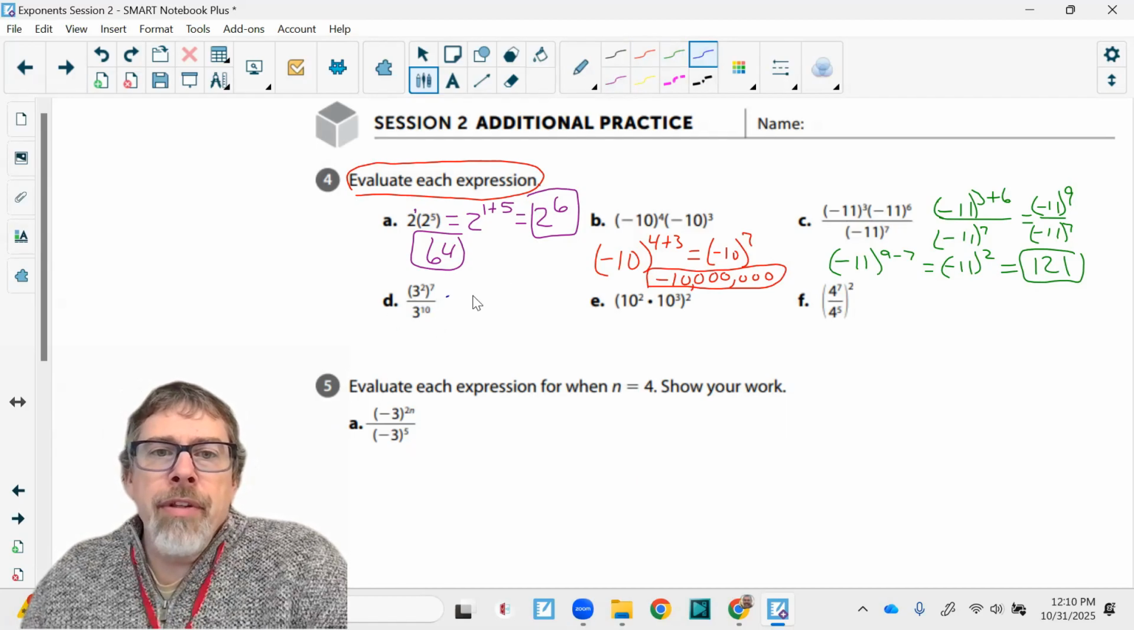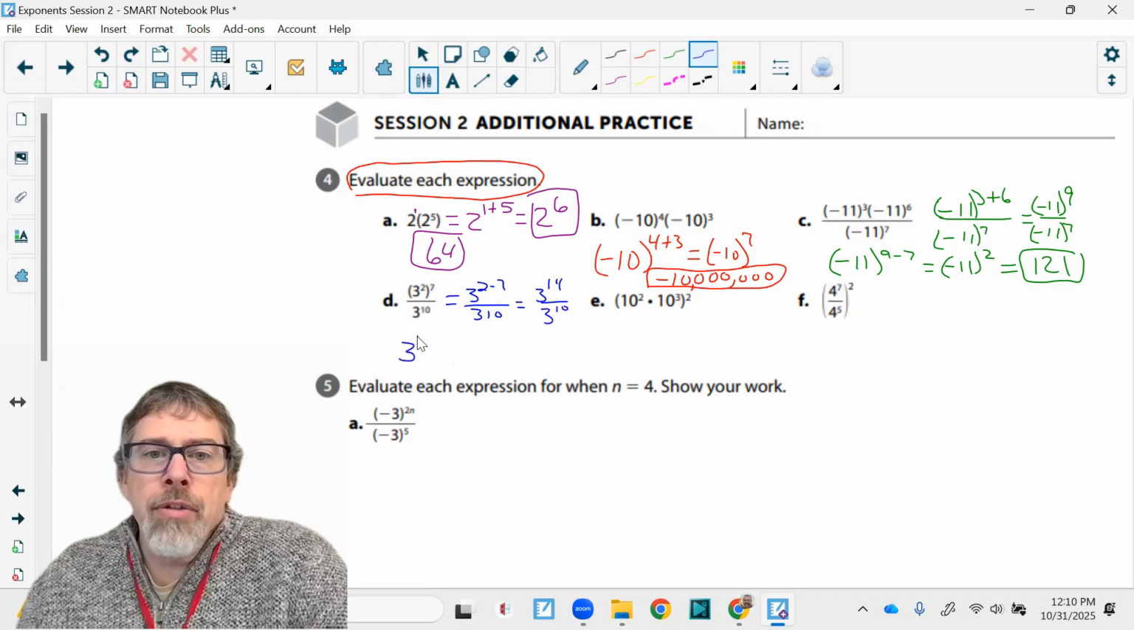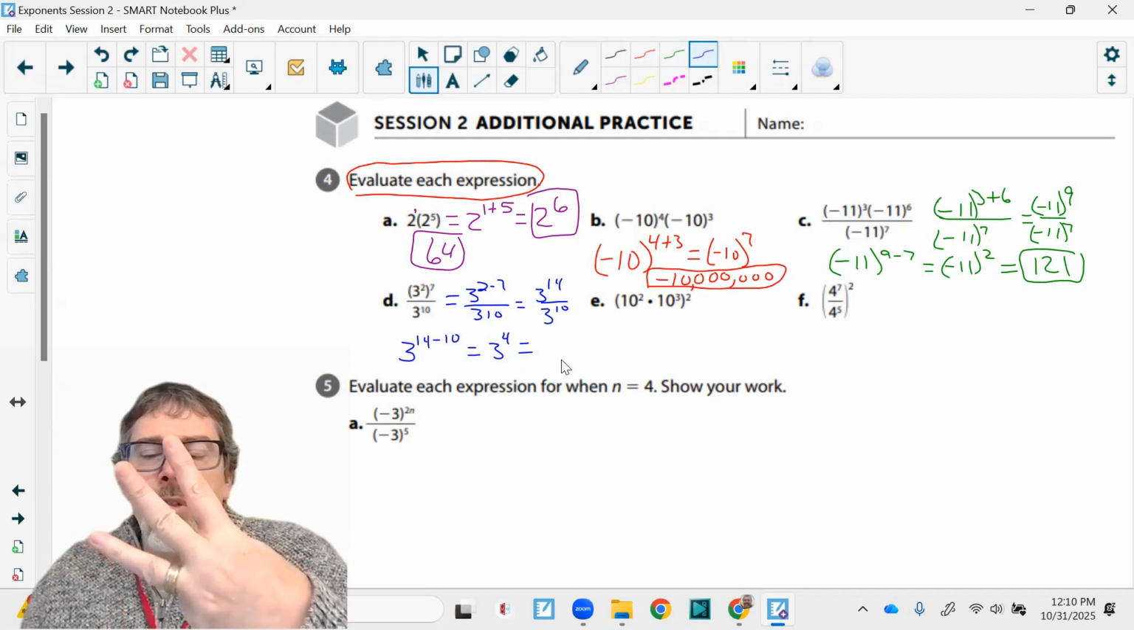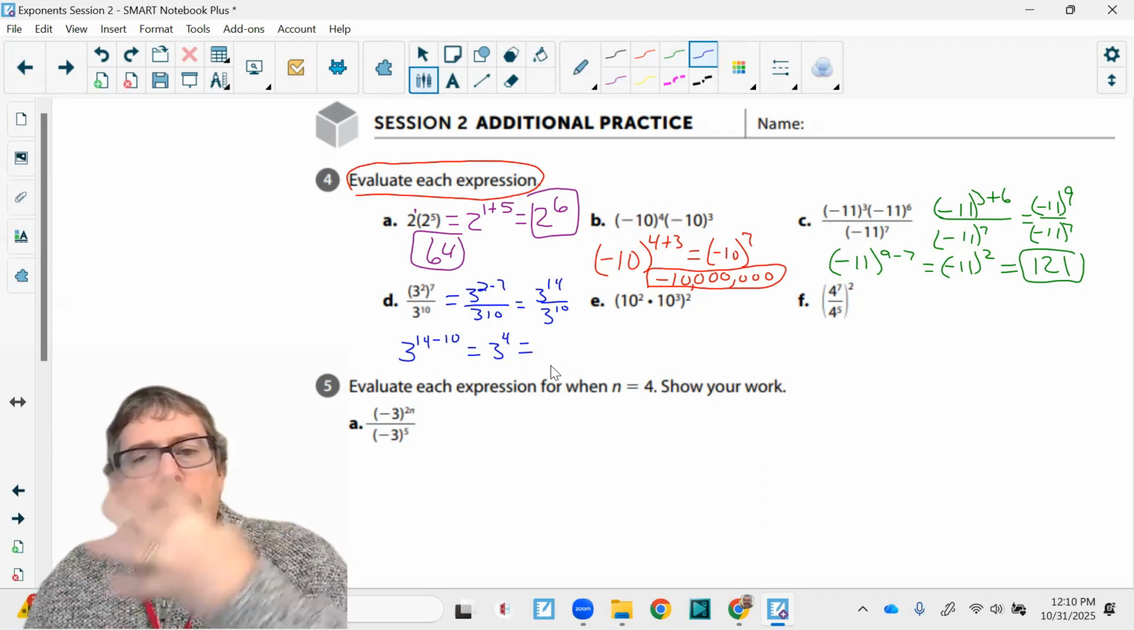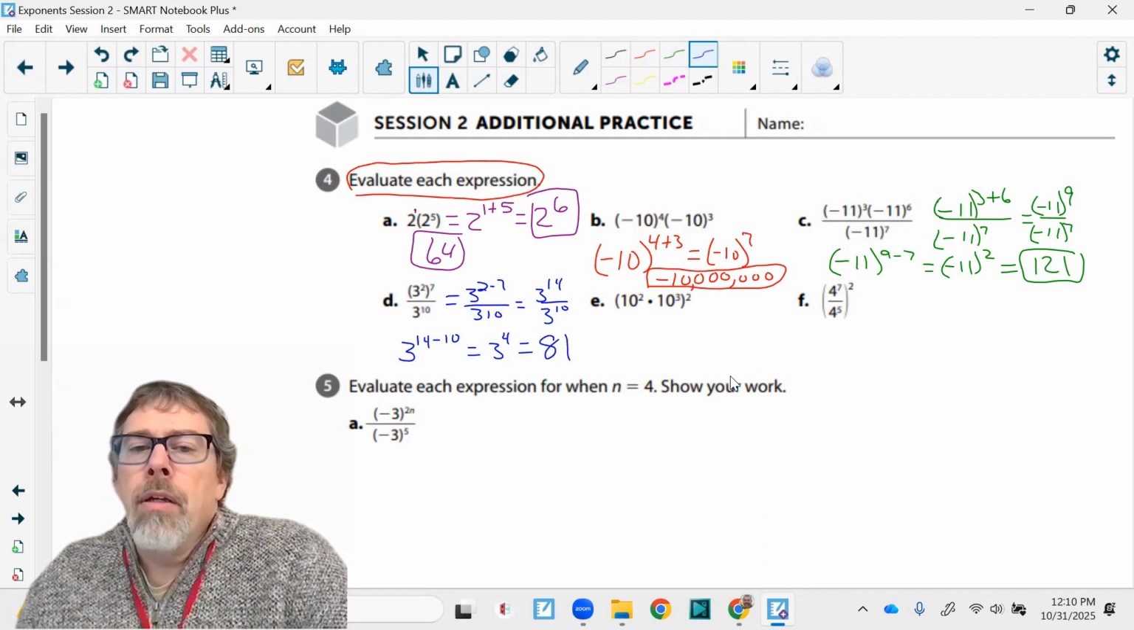3 squared to the 7th is 3 to the 2 times 7 over 3 to the 10. 3 to the 2 times 7 is 3 to the 14 over 3 to the 10. And then dividing, we subtract. So it's 3 to the 14 minus 10, which is 3 to the 4th power, which is 3 times 3 is 9, times 3 is 27, times 3 is 81. Okay.